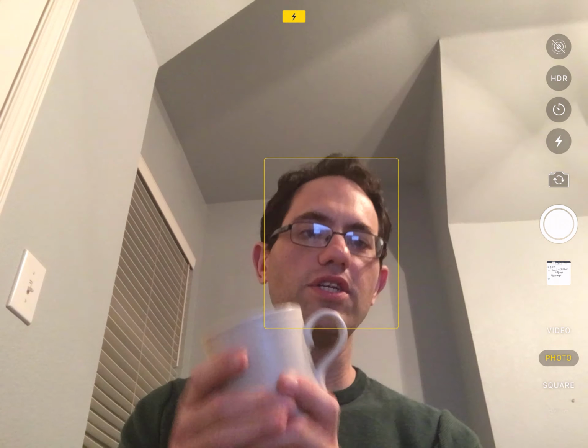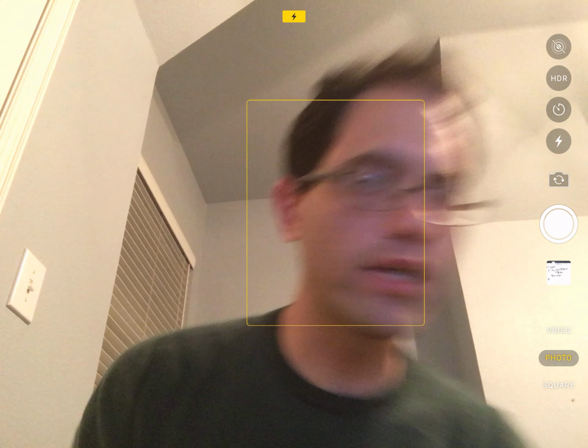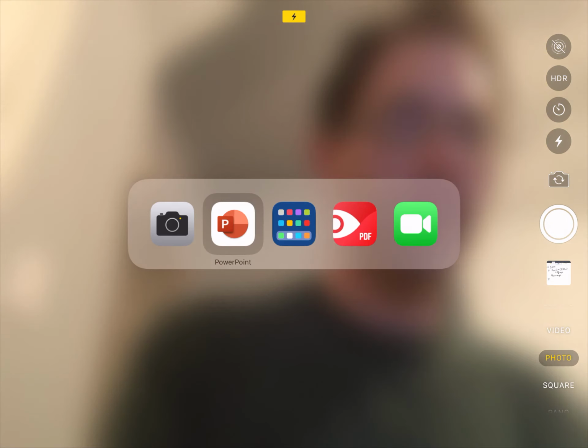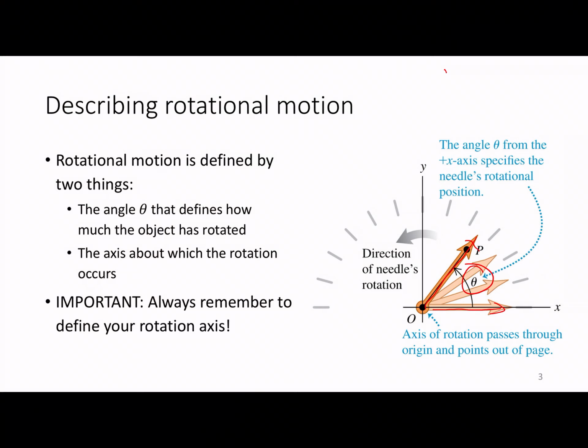Y-axis, and so on. So rotation specifies an angle, the total amount that it rotates, and an axis, which tells me around what direction it is rotating. The axis is the line around which it rotates. So this is the first most important thing that I want to remind you. Whenever you're specifying rotation, always remember to define your rotation axis. Failure to do so will result in problems down the road, one of the most common mistakes I see on exams.